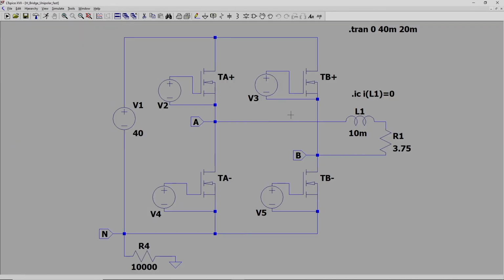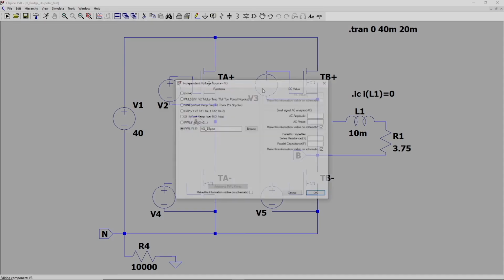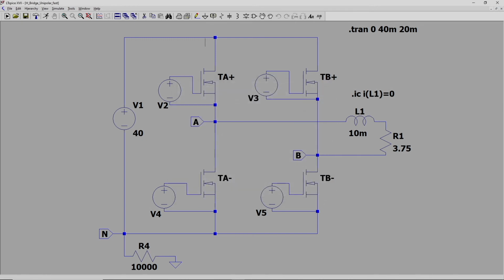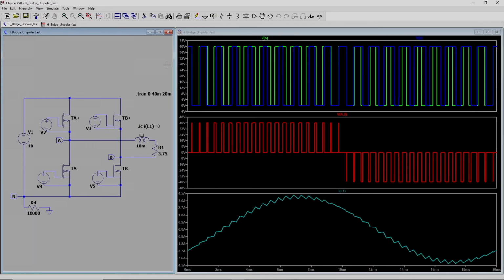Now, let us look into the simulation for the unipolar PWM using the gate pulses that we generated in the other simulation file. All of these use this PWL file, which contains the gate pulses generated using the other simulation. When we run this simulation, this is what you will obtain. What I have shown here is the leg voltage VA and then the leg voltage VB.